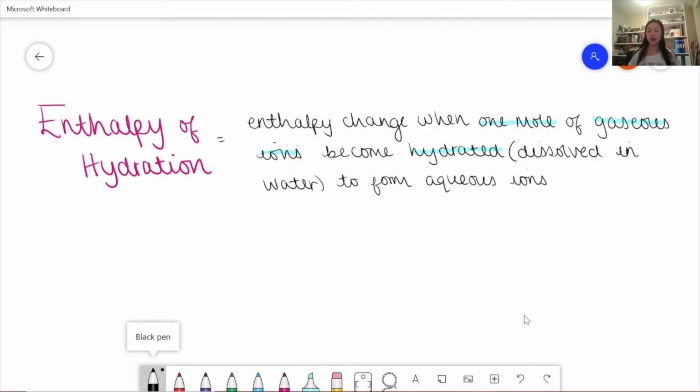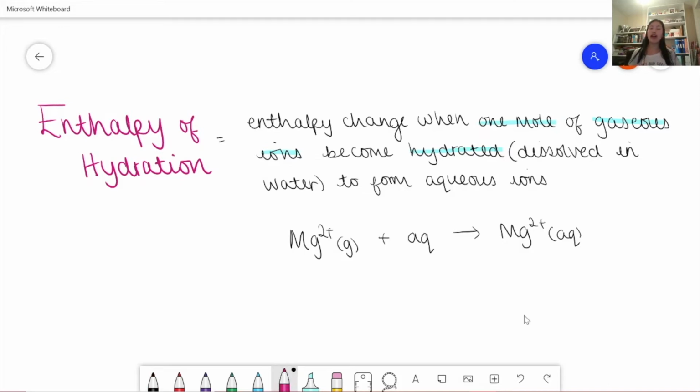So for example, we could have magnesium ions, and these need to be gaseous, and then we write plus aq, which just means that we're dissolving them in water, and so this will form Mg2+ aqueous ions. So we're using 1 mole of Mg2+ gas ions to form Mg2+ aqueous ions. And the way we denote enthalpy of hydration is by delta H, HYD, and then the standard symbol.